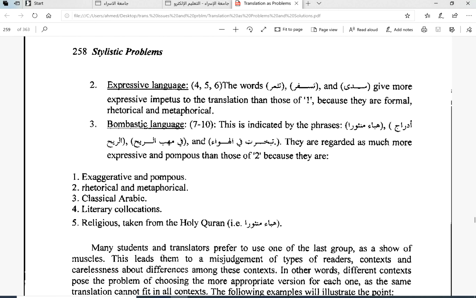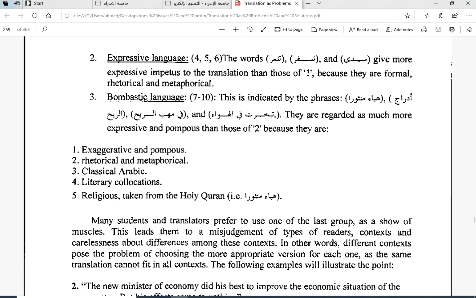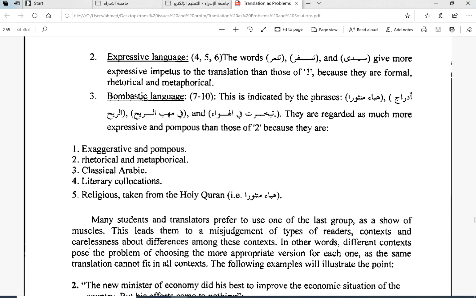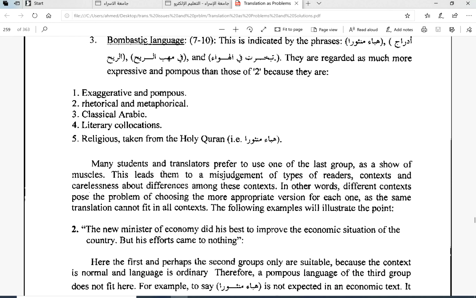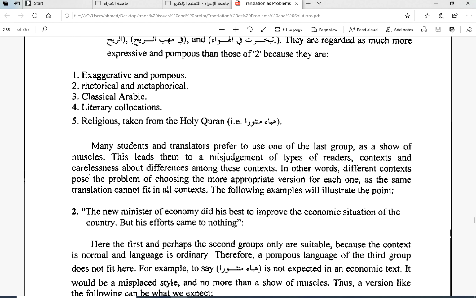They are regarded as much more expressive and pompous than those of 2, because they are exaggerative and pompous, rhetorical and metaphorical, classical Arabic, literary collocations, and religious, taken from the Holy Quran. هباء منثورا, for example, came from the Holy Quran.